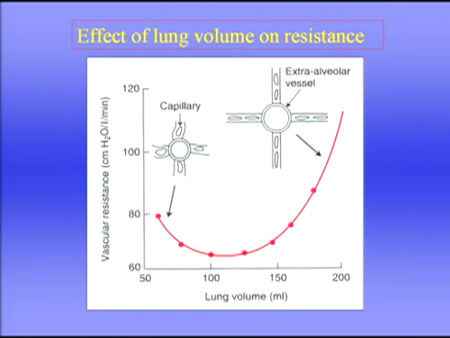Now, lung volume has an important effect on pulmonary vascular resistance. For example, if we reduce lung volume to a low level here, and again, these are data from an animal preparation, then the extra-alveolar vessels become smaller in caliber. We talked about that before. The radial traction of the alveolar walls around them is reduced because lung volume is reduced, the tension in the alveolar walls falls, and so the extra-alveolar vessels become smaller and vascular resistance rises.